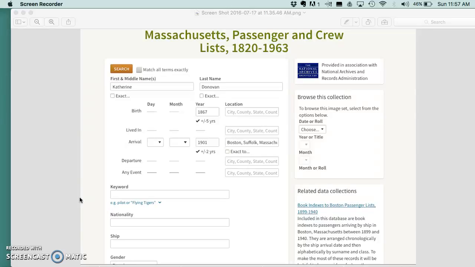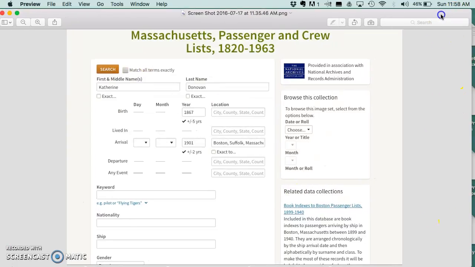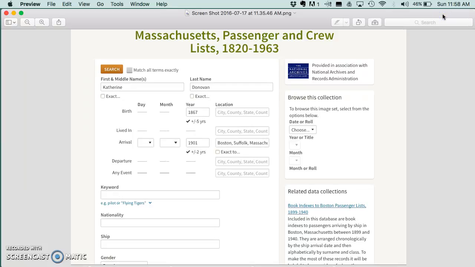So the database I'm using today is from an index that's held by the National Archives here in the United States, and it can be accessed either directly through the National Archives or through repositories such as Ancestry.com's free non-subscription side, and also through Family Search, for example. The site that you see here is just the Ancestry.com's entry into the National Archives index. And I have pulled up, just by way of example, the Massachusetts passenger and crew list between 1820 and 1963.